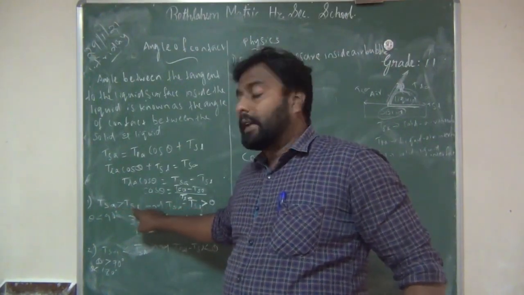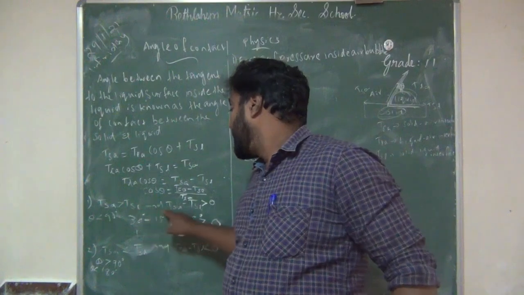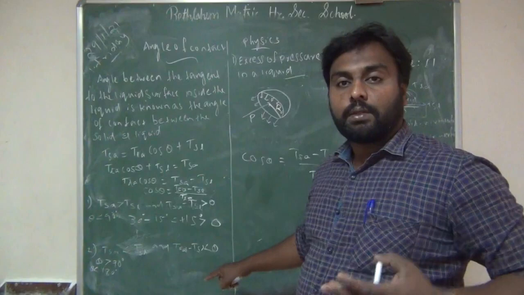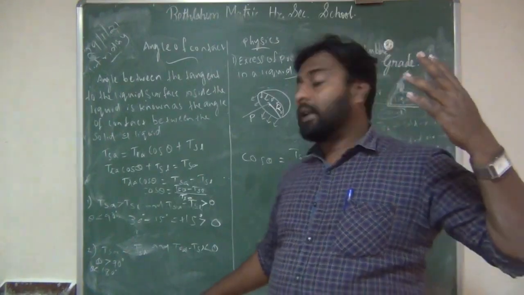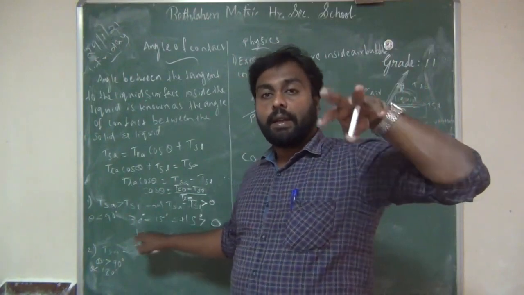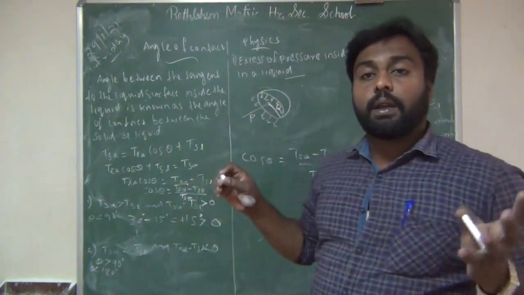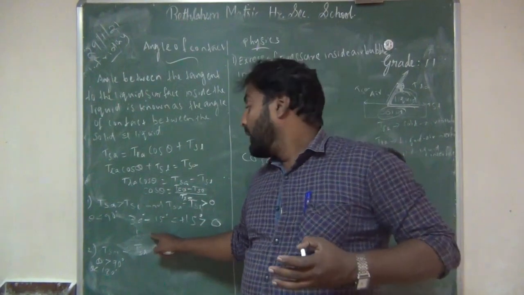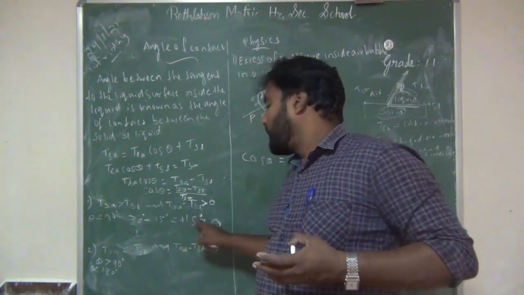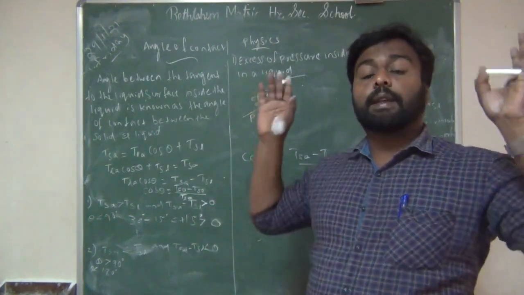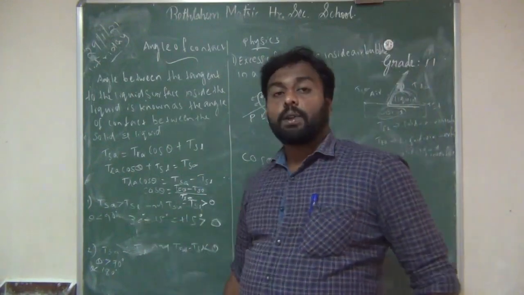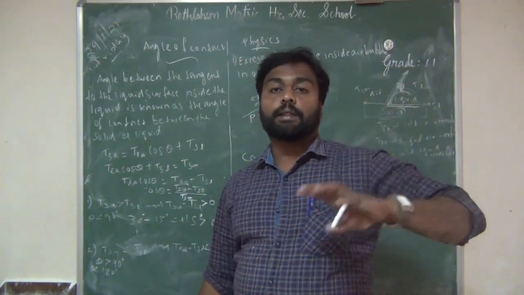TSA is greater than TSL and TSA minus TSL is greater than 0. So the angle between the solid air interface we can keep as 30 degree, and the angle between the solid liquid interface we got is 15 degree. If we substitute this 30 minus 15 here, we will get positive 15, which is greater than 0, and that is what we can tell, that cos theta is positive.